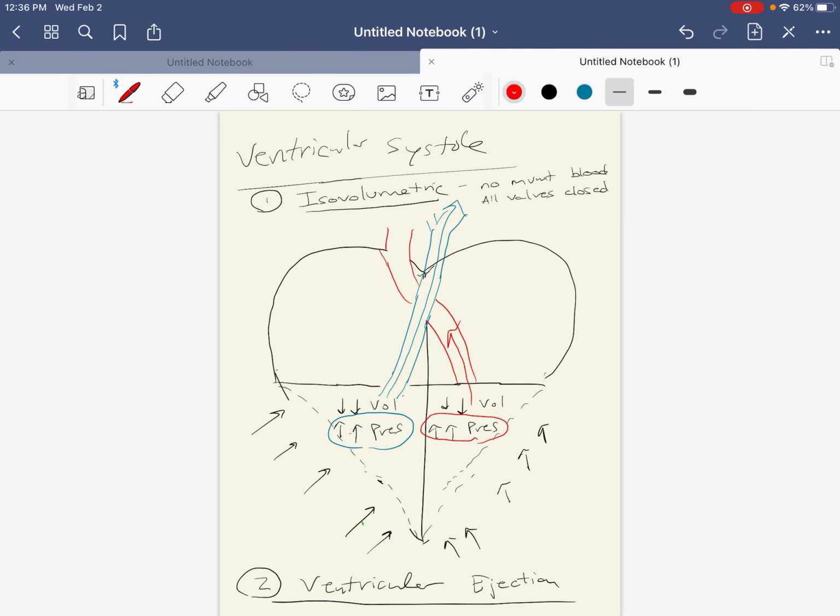In this phase, the semilunar valves are open and the AV valves are closed. This phase takes a little bit longer than atrial systole. And remember, in this phase, even though we eject a lot of the blood, we don't eject every single drop of blood. There's a little bit of blood remaining in the ventricles called the end systolic volume, even after pushing the blood out through ventricular ejection.